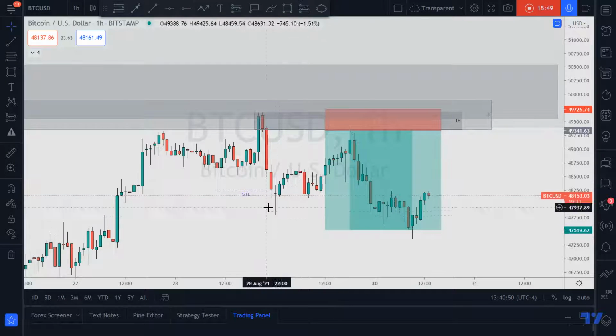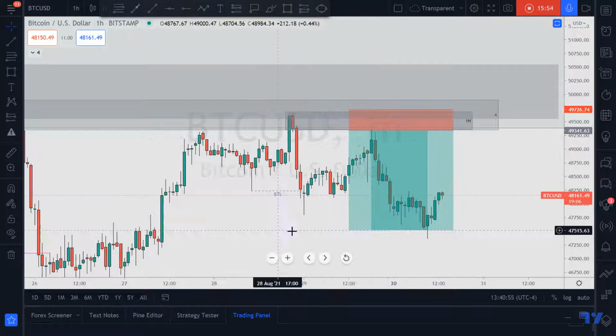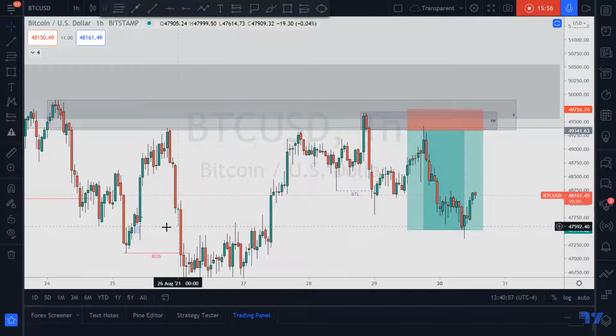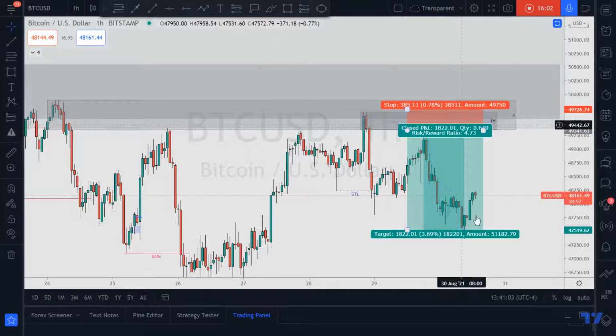You took my TP1 here, and I saw all this interference down here. So I said, you know what, I'm just going to take profit when it finally gets down here. And that's exactly what I did.